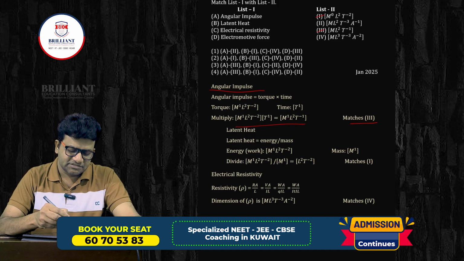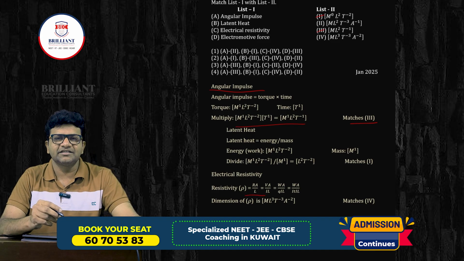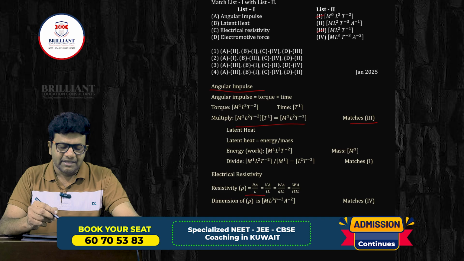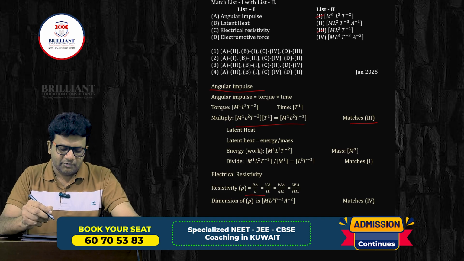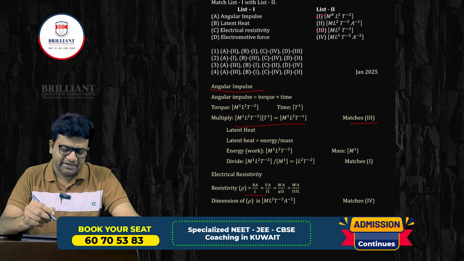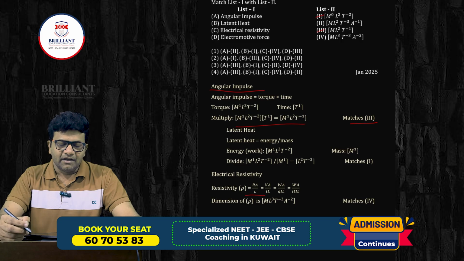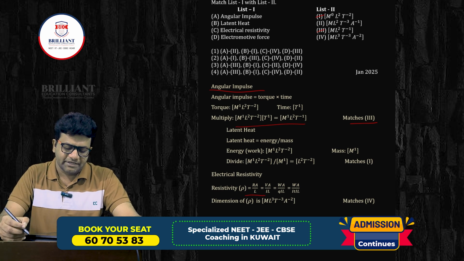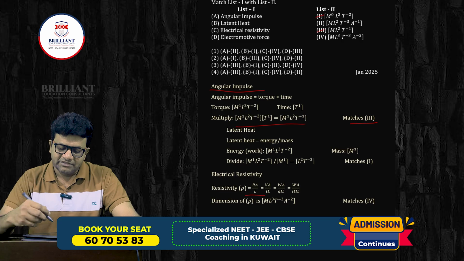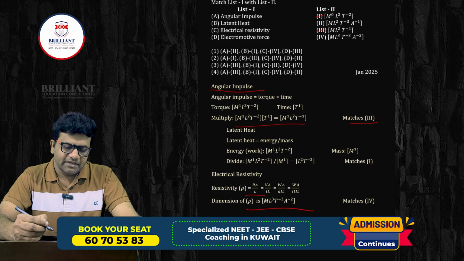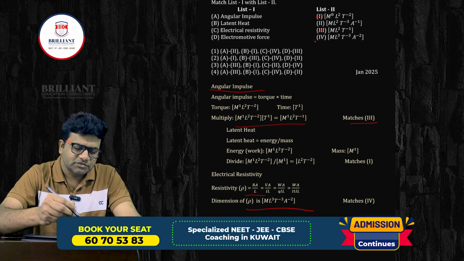The equation of electrical resistivity is RA by L, where R is the resistance, A is the area, L is the length. By substituting R equal to V by I, we get VA by IL, then again substituting V equal to W by Q, we get WA by QIL. Then again substituting for Q as I into T, we get WA by ITIL. By applying the dimensions of W, A, I, T, L, we get the dimension of resistivity rho equal to ML cube T raised to minus 3 A raised to minus 2, which matches with option 4.